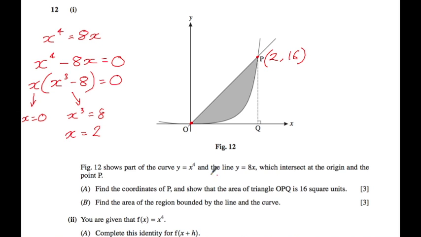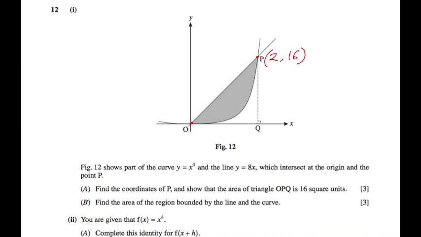Right, so find the coordinates P, we've done that. Show that the area of triangle OPQ is 16 units. Right, so OPQ, handily, is a right angled triangle. So we know the base is 2 and the height is 16. So we can do a half times 2 times 16, which equals 16. So we've shown it. Right, part B, let's keep that there.